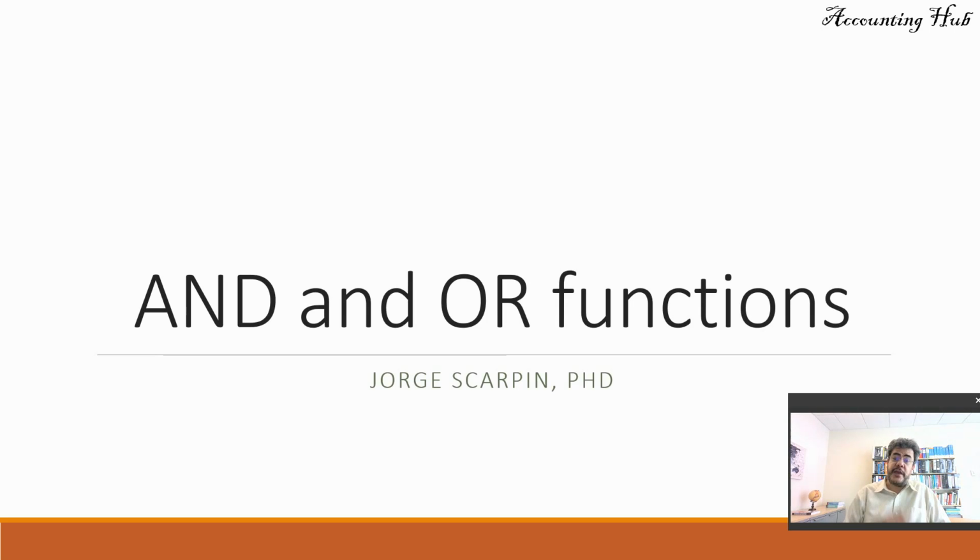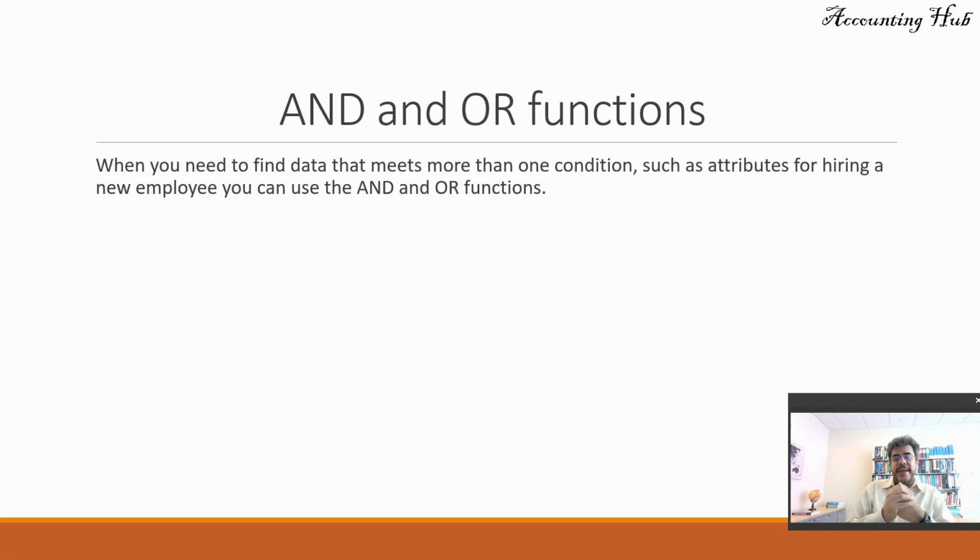And our topics today: two topics, AND and OR functions in Excel, and a third topic, both combined. So, the AND and OR functions. When you need to find data that meets more than one condition, such as today we will eat pizza or hamburger, or today we will eat salad and steak, or such as attributes for having a new employee, you can use AND or OR functions or both combined.